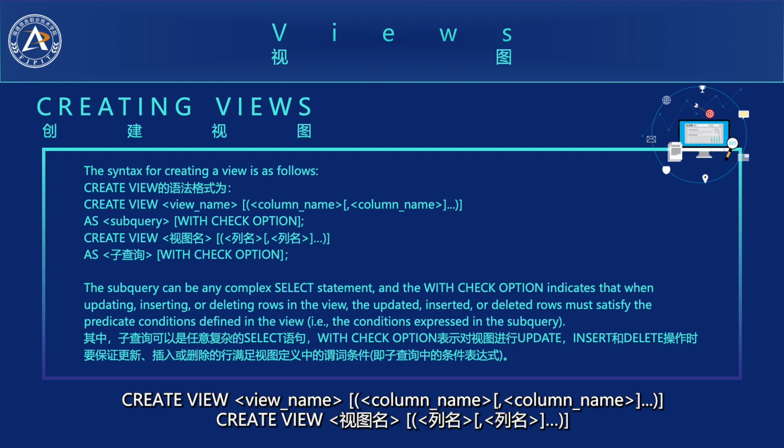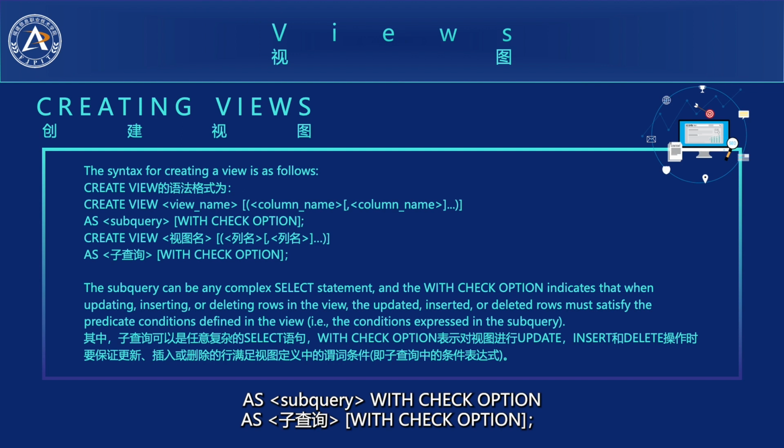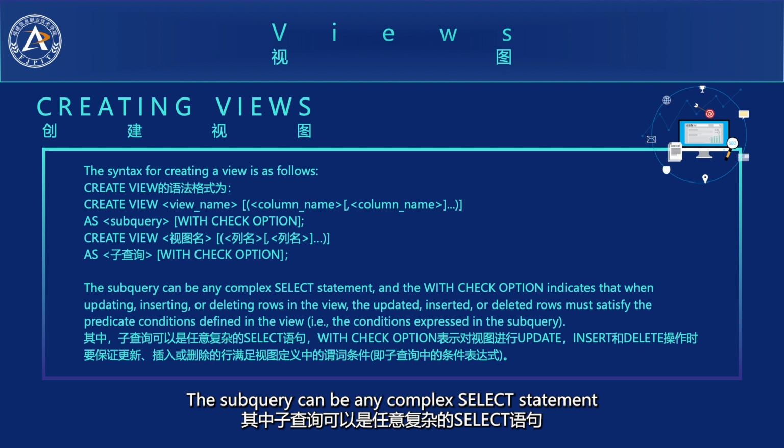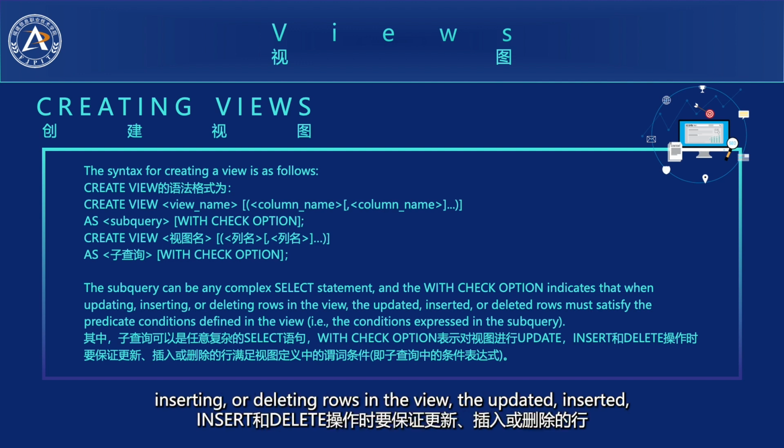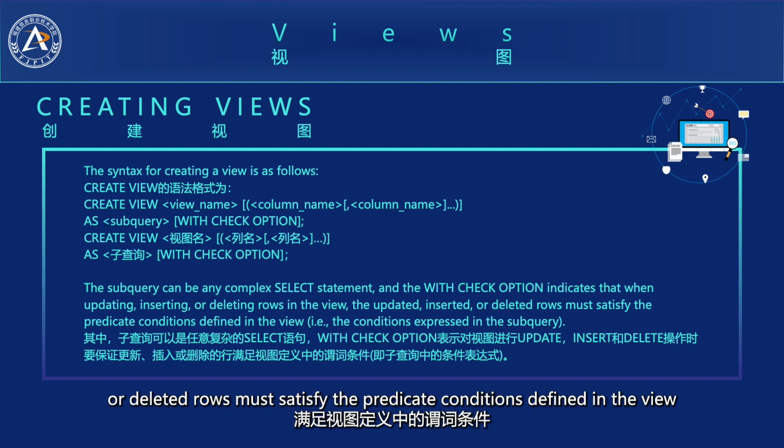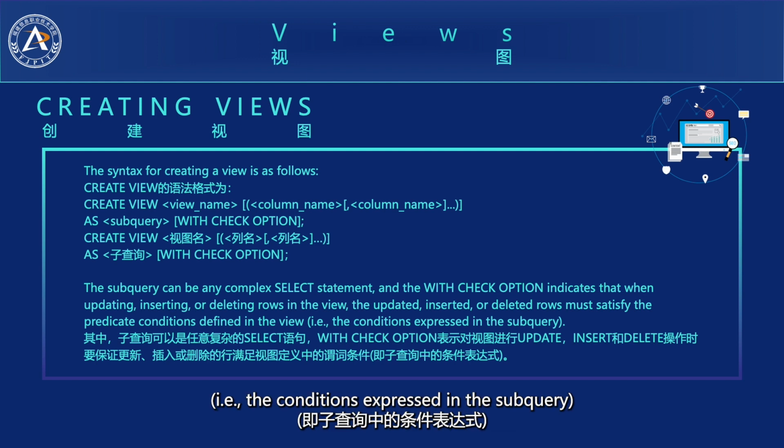CREATE VIEW <view_name> (<column_name>, <column_name>) AS <subquery> WITH CHECK OPTION. The subquery can be any complex select statement, and the with check option indicates that when updating, inserting, or deleting rows in the view, the updated, inserted, or deleted rows must satisfy the predicate conditions defined in the view, that is, the conditions expressed in the subquery.